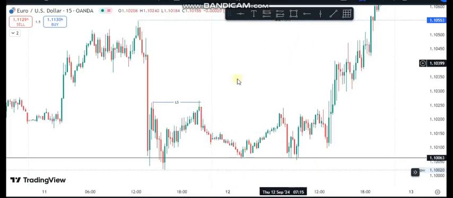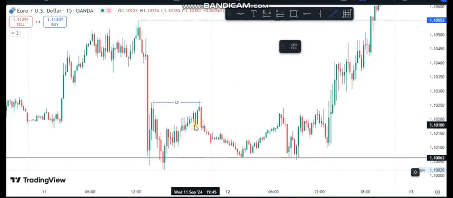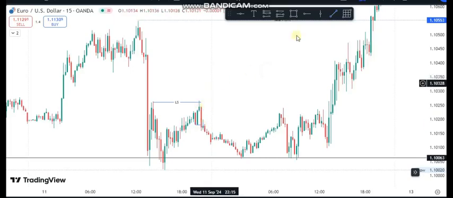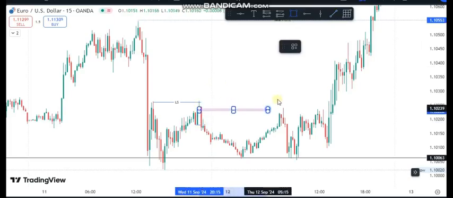Next thing is to look for a break of structure, a change of character. You see over there, I have a change of character. So let me identify it for you to see. That's my change of character, or a break of structure, or a market structure shift. I don't know what you call it. So that is it. Now I will identify my order block, so you know where I'm taking my trade. So that's my order block. I'm taking my trade over there.